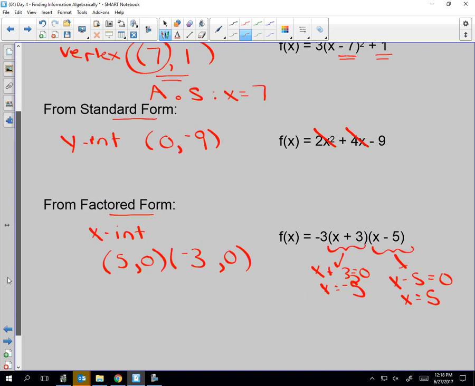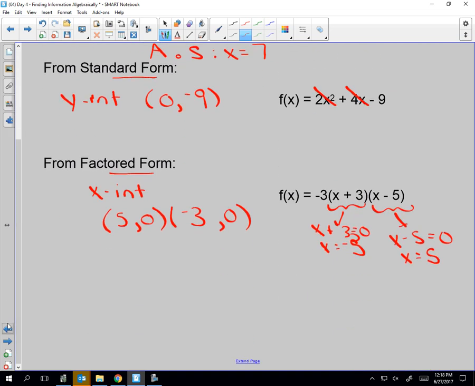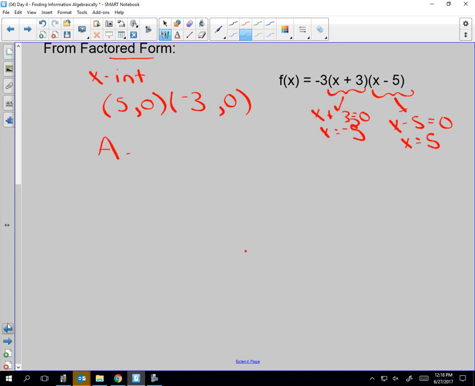Okay, now, our second easiest form to find the axis of symmetry is factored form. So when we have our x-intercepts, the axis of symmetry, which is x equals, this value is going to be the value that's directly in between the two intercepts. So if we're trying to find that value, what we're going to do is average or find the midpoint of the two intercepts. So we add the x-intercepts together, divide by 2, and we get our axis of symmetry in this situation of 2 divided by 2, or 1.